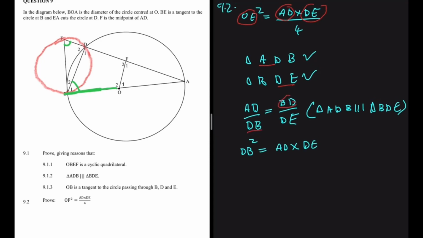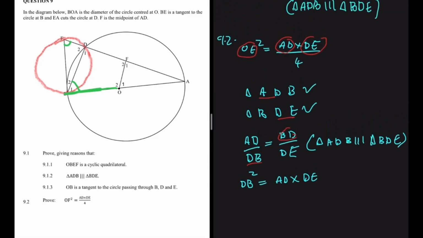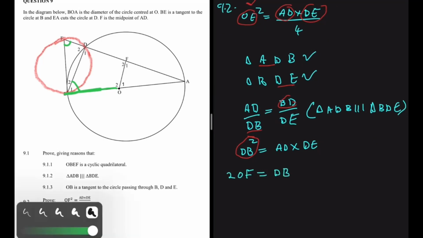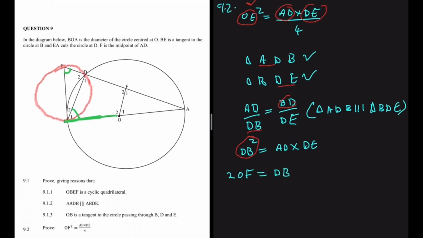And then we're not done, right? Here we have DB squared, but in what we are required to prove, we have OF squared, right? So let's try and find how DB squared and OF squared are related. It's not really easy to see here, but 2OF is equal to DB. Let me tell you why, right? Don't forget that we have already deduced that F1 is 90, right?